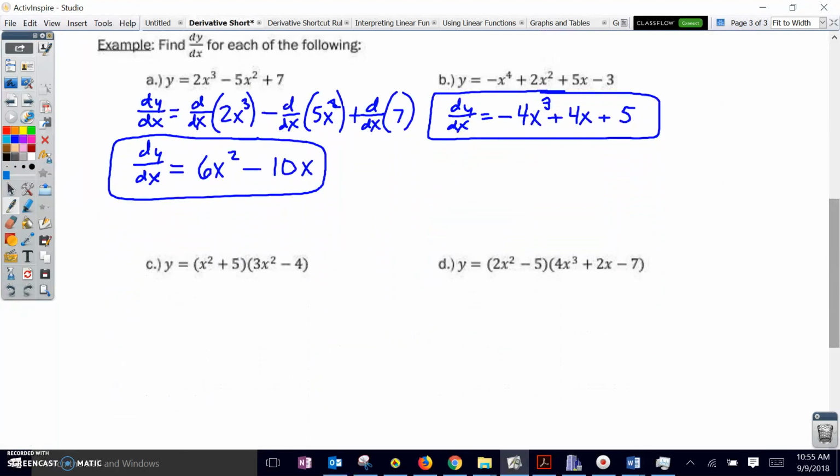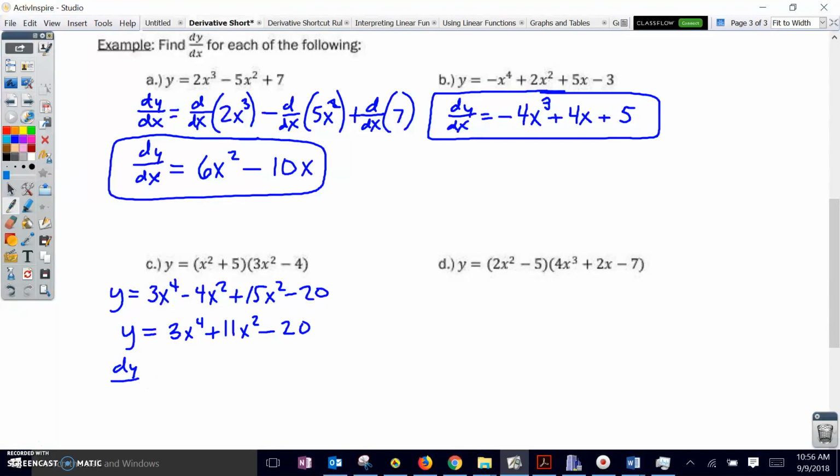Now examples C and D, we have products laid out here, and we're going to talk in the next video about the product rule and how we can use that to help us find derivatives. But we're going to do these two problems today using the sum and difference rule. In order to do that, we first need to expand these using algebra. So this is going to be y equals 3x to the fourth minus 4x squared plus 15x squared minus 20. So y is equal to 3x to the fourth plus 11x squared minus 20.